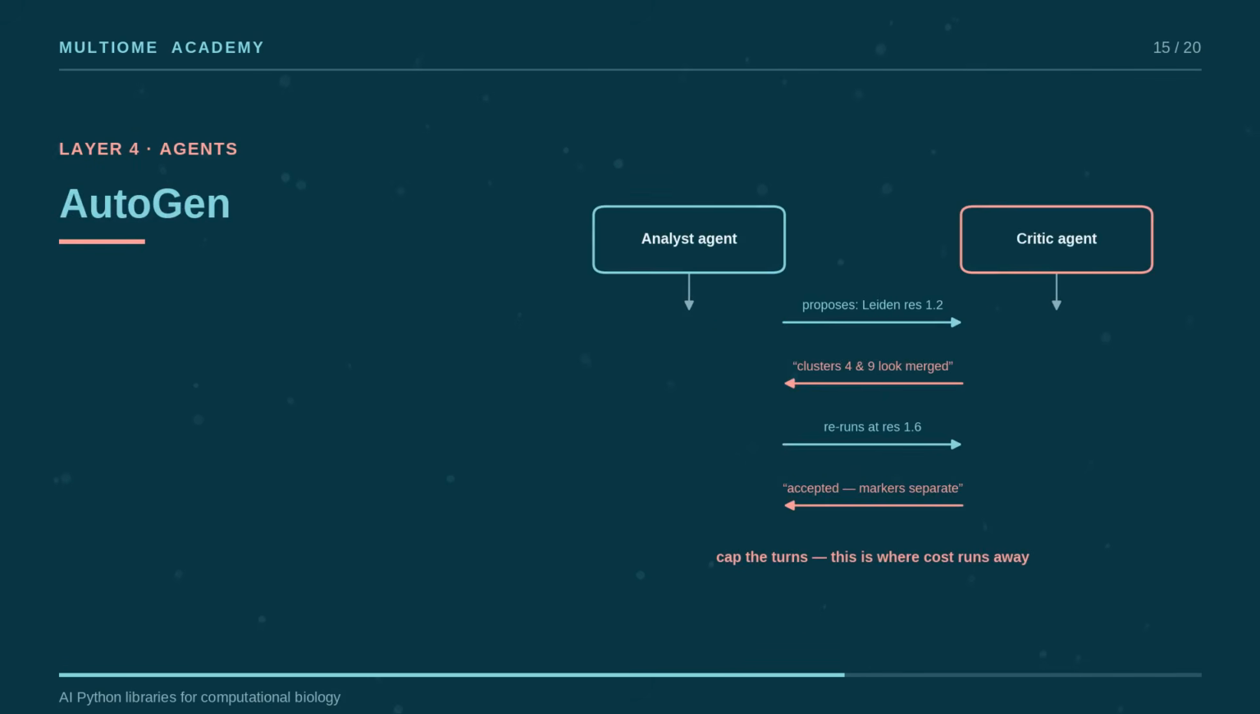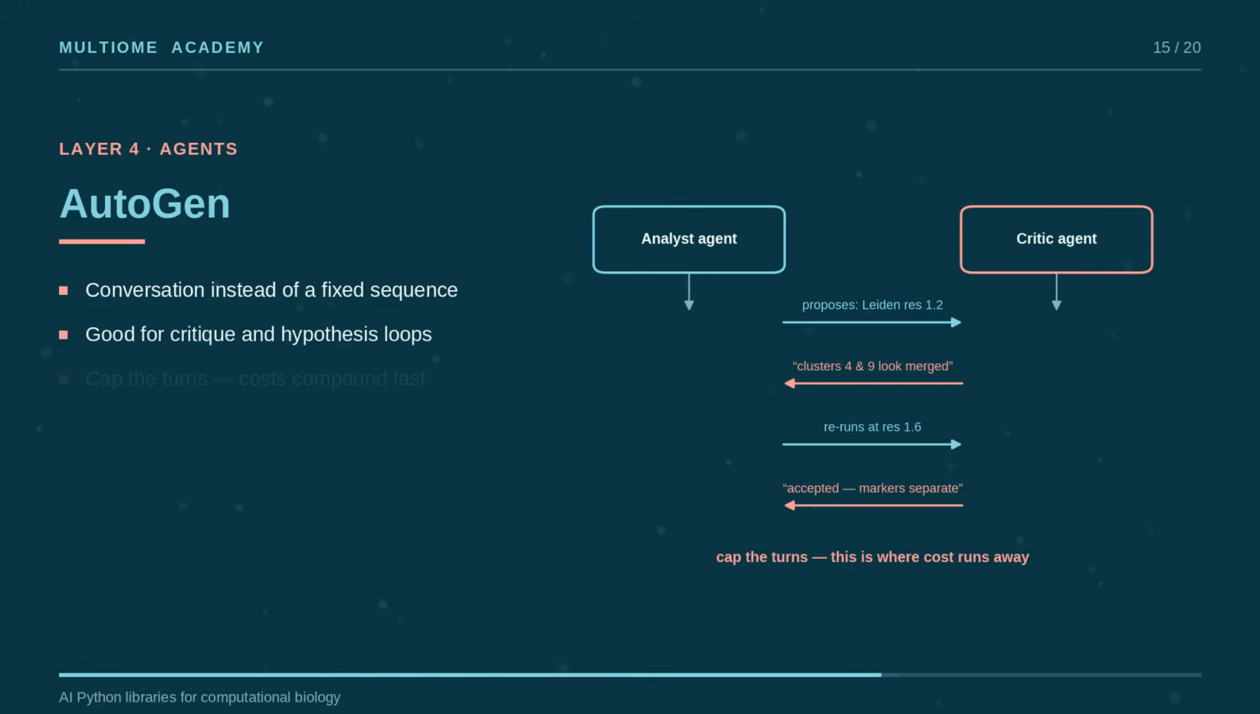AutoGen is built around conversation between agents, rather than a fixed sequence. One agent proposes an analysis, another critiques it, and they iterate until they converge or hit a limit. That is genuinely useful for hypothesis generation, and for code review of analysis scripts the model itself wrote. But this is also exactly where costs run away, because every turn resends the whole conversation. Always cap the number of turns before you leave it running.